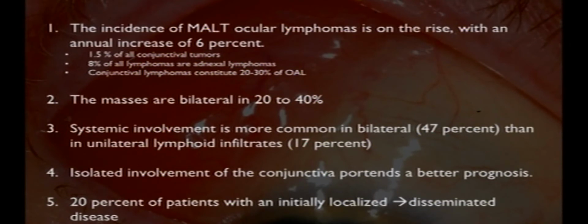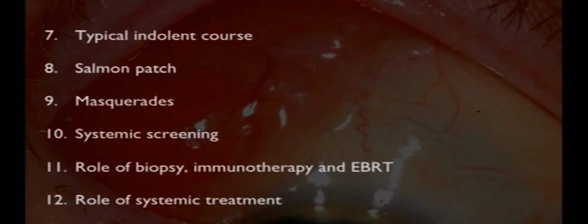The masses are bilateral in 20 to 40% of cases, and when bilateral, do rule out a systemic spread. Isolated involvement of the conjunctiva portends a better prognosis. 20% of patients with initial localized lesion will have a dissemination of the disease. Infection is related in the etiopathogenesis, and think of systemic antibiotics. It has a typical indolent course. It presents sometimes masquerading as an episcleritis or a nodular scleritis. Systemic screening is extremely important. Biopsy of the lesion gives you the tissue diagnosis, and we've discussed the poor prognostic factors.